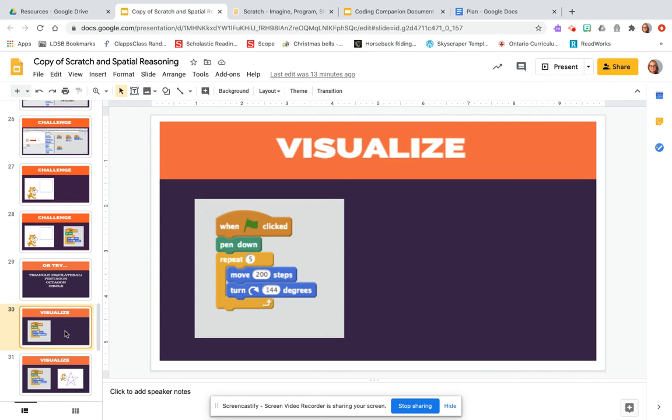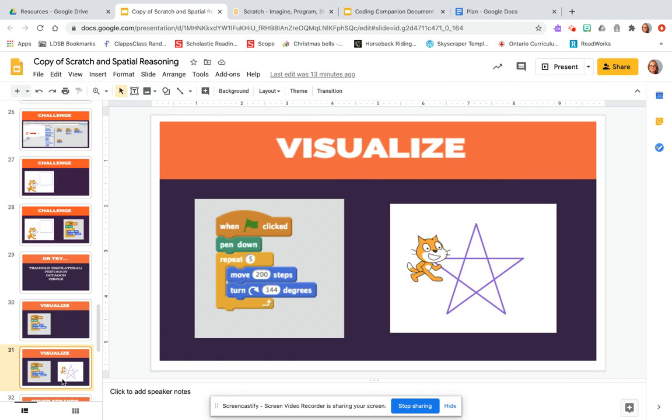You can have them do visualizing activities. So what do you think this would look like? Give them a few minutes to start thinking about it. They can code it and see that it actually draws a star.